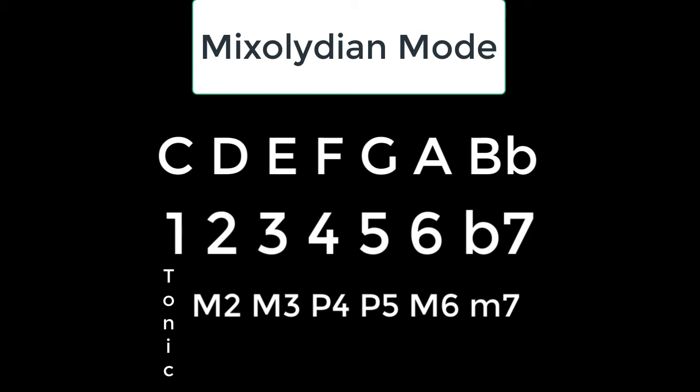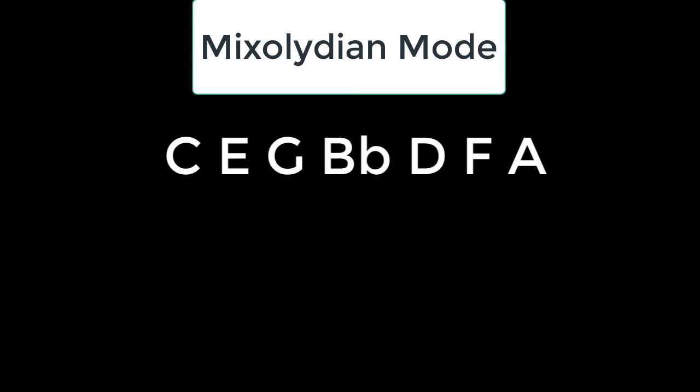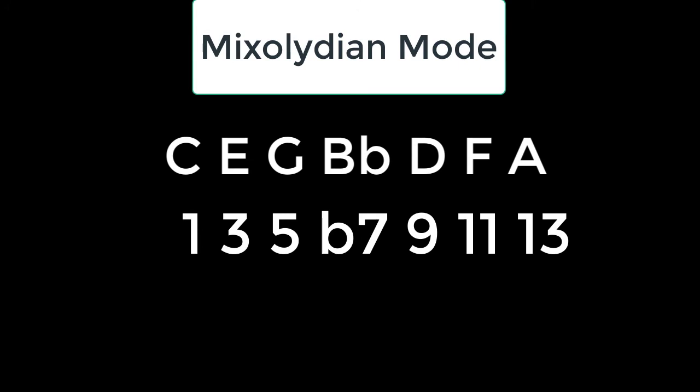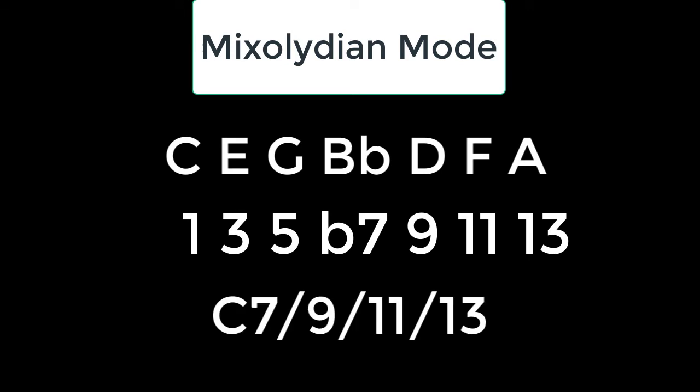If we stack these notes like a chord, C, E, G, B flat, D, F, A, we could effectively call this a C7, 9, 11, 13 chord, which is a dominant chord. So the Mixolydian sounds like C7th, 9th, 11th, 13th. This would be the definition of Mixolydian on paper.